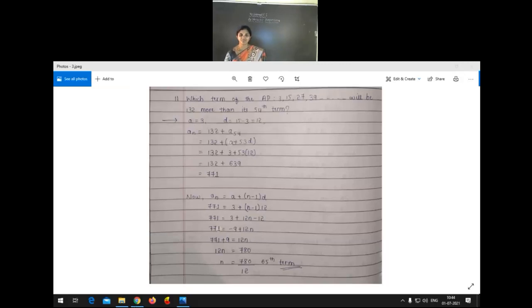Okay. Yes, now 771 is equal to 3 plus 12 and minus 12. So now the simplification part you all know, no? N is equal to the 65th term. In this AP, 3 is the first term, 15 is the second term, 27 is the third term, and the 65th term is actually 771. That 65th term, 771, is actually 132 more than the 54th term. Got the idea of this question?